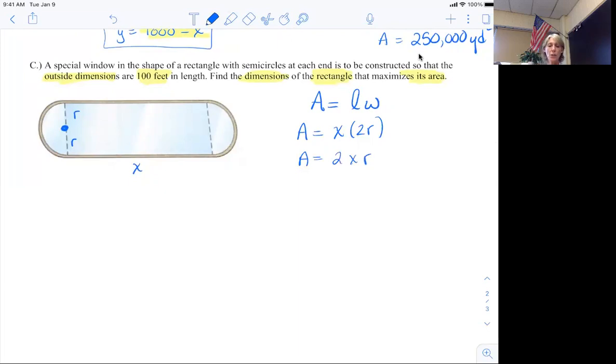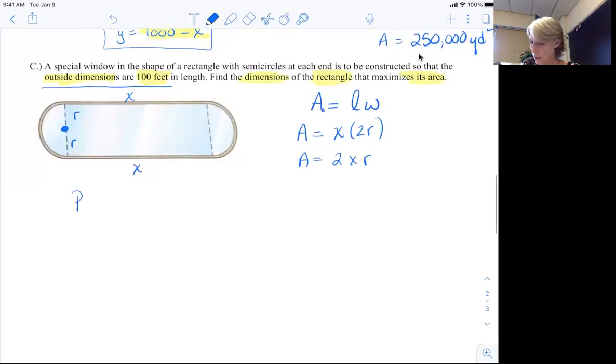Now I have a little bit of an issue here. My issue is I have to find a way to rewrite this without the R. I have to find a way to relate the X and the R. And that relationship is going to come with my perimeter. The perimeter of this situation is going to be 2x plus, I've got this piece and this piece. So what's the perimeter of a circle? That's the circumference, 2 pi r. And we were told that perimeter equals 100.